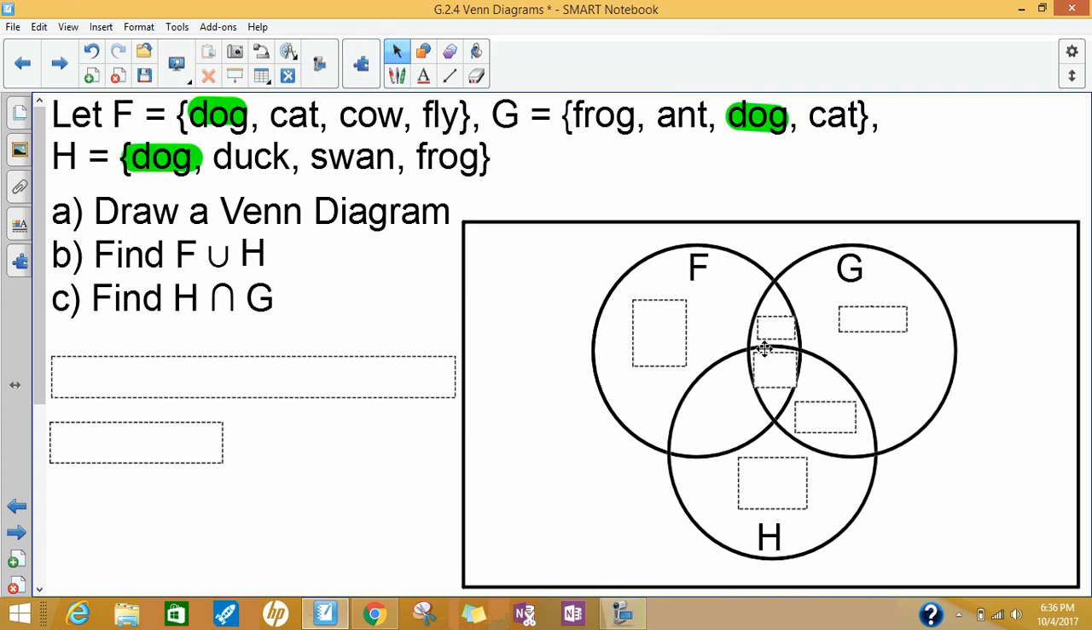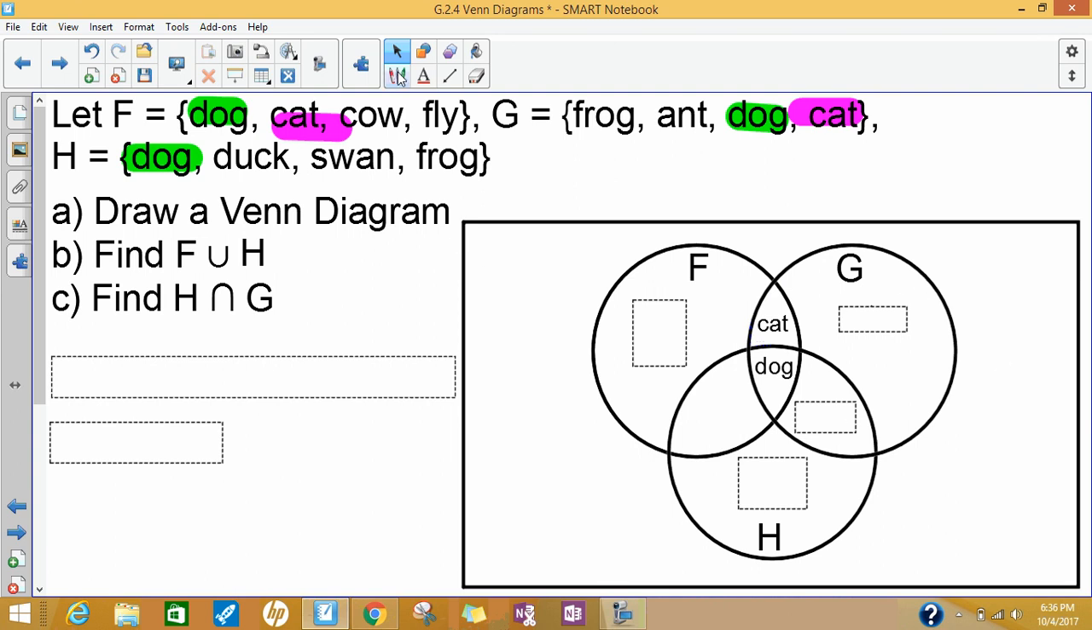So I'll start labeling my Venn diagram in the very middle. That's the thing that they all have, which is dog. Then I can look at what do F and G have in common. F and G both have cat. H doesn't have cat, but F and G have cat. So right here where F and G overlap, but they don't overlap with H, we'll put cat.